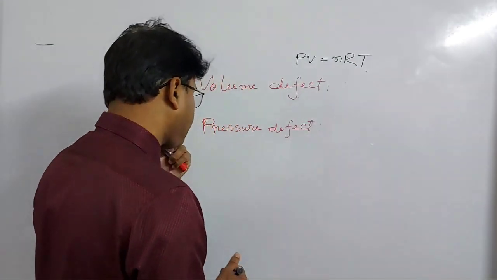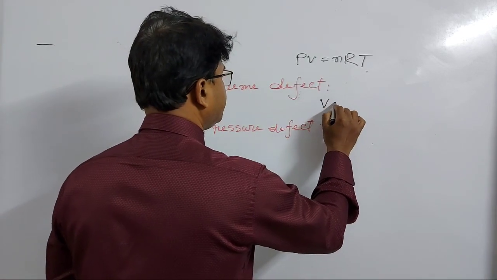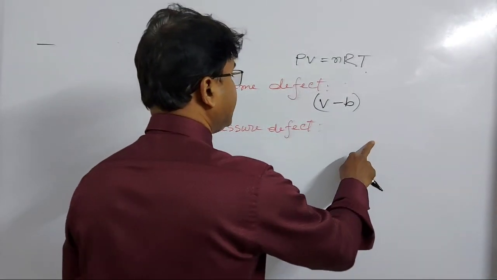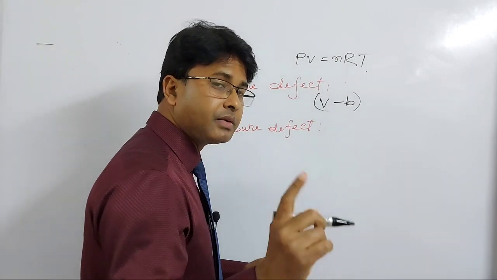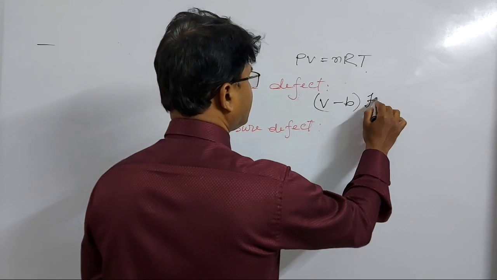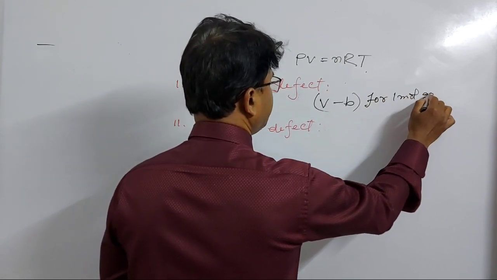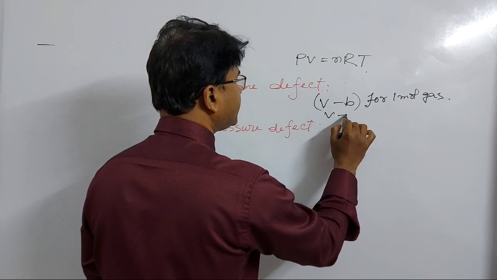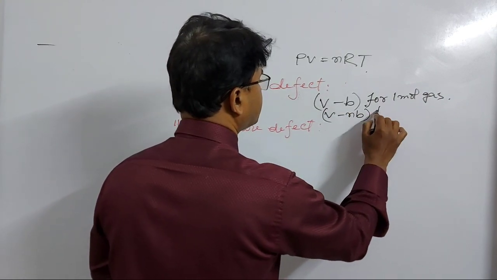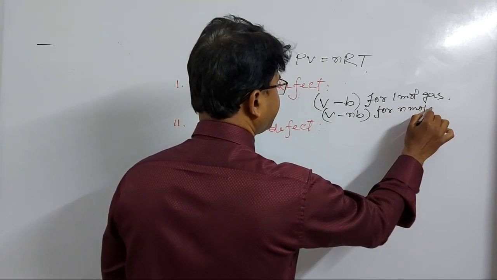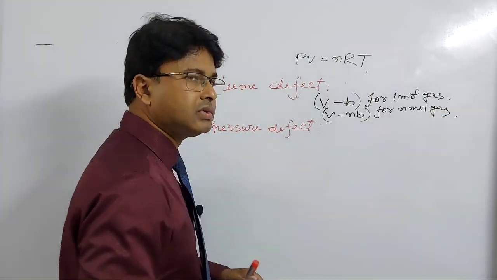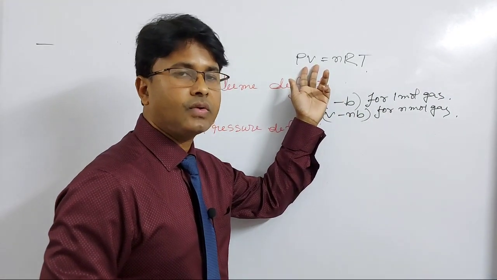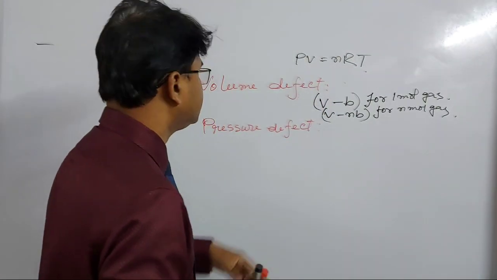So of course the volume of real gas will be V minus b. I mean, the free movement area of real gas will be V minus b. It is applicable for 1 mole of gas. But if I consider n moles of gas, the volume will be V minus nb. Dear learners, so I have to use V minus nb instead of V for the real gas in this equation.